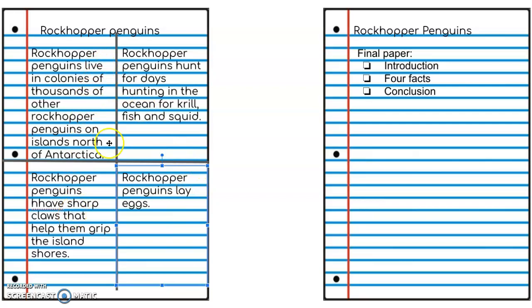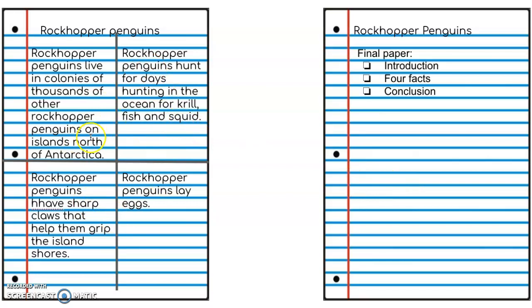So again, I'm making sure that each one of these 4 facts is a complete sentence. So again, you're going to have the who, which is the kind of penguin, and then what you learned about them. Make sure you have a period at the end. All right, so I recommend you pulling the notes out of your notebook so you can put it next to your final paper. It just helps you to have all your information together.